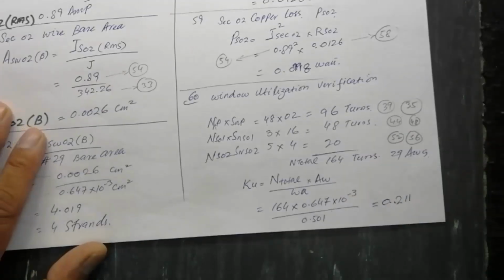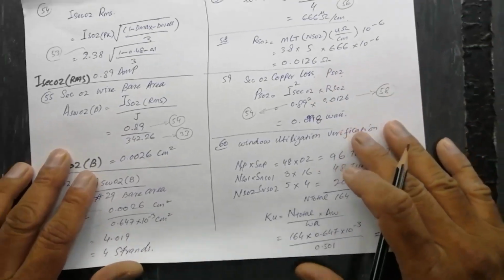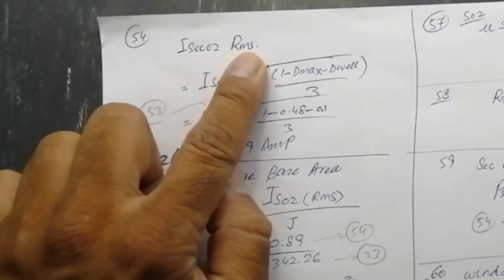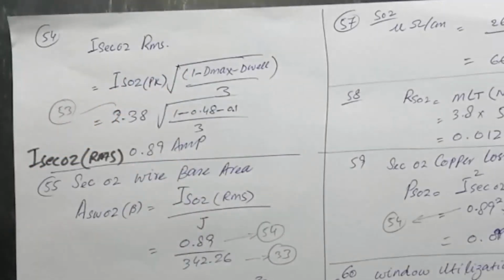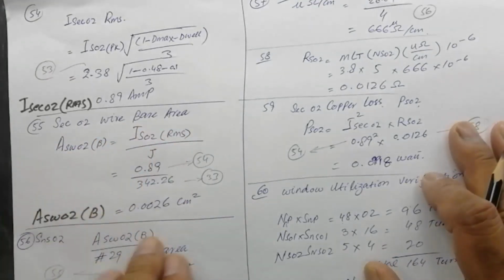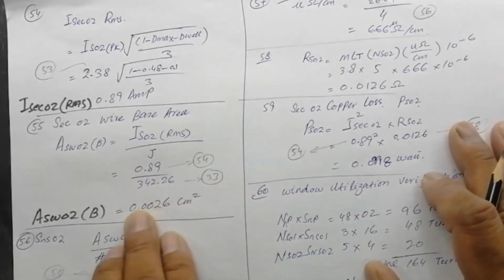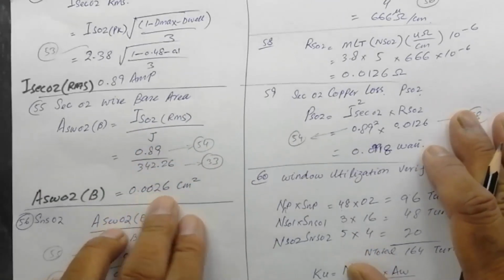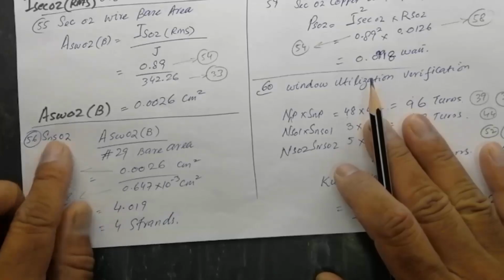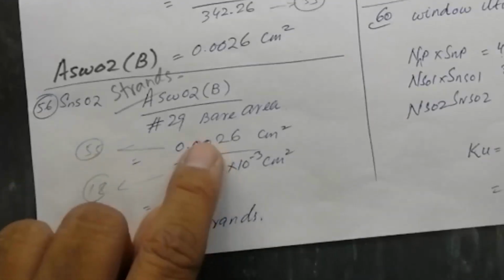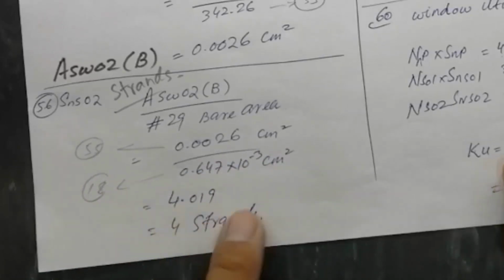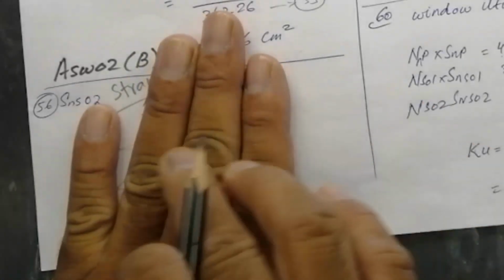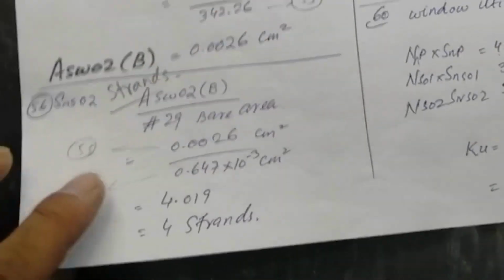We have to calculate the peaks. Calculate I secondary 02 RMS current, I secondary 02 peak 0.89 ampere. Then secondary number 2 wire bare area, RMS current divided by current density. So it is 0.0026 centimeter square. Number of strands, it is from step number 55 and it is from step number 18, 4.019. So we can use 4 strands, 4 wire in parallel to wind the auxiliary winding.